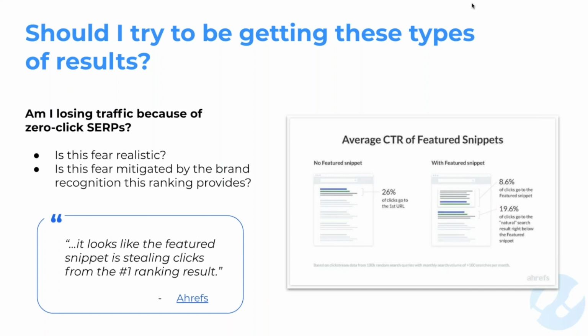In the study that Ahrefs did, they said that it looks like featured snippet is stealing clicks from the #1 ranked result. So if you're already ranking #1 in the SERPs for this, you shouldn't be trying to get the featured snippet. Is that how we interpret that? No, because if not, then your competitor's going to get it and they're going to steal your clicks, right? So it's a game of just being competitive and getting it all the time. I would say always try to get it. Always try to have it.